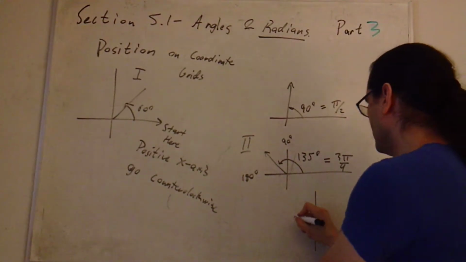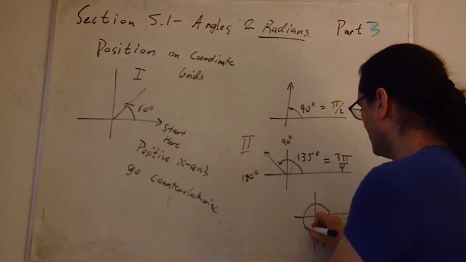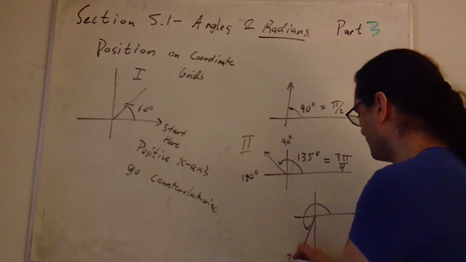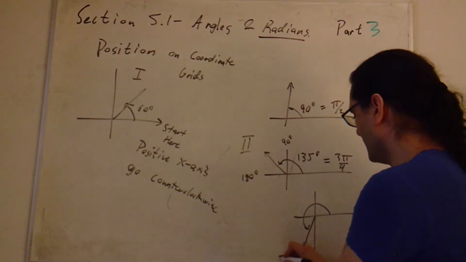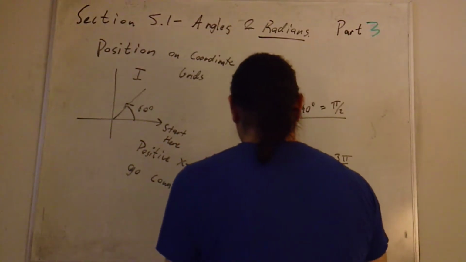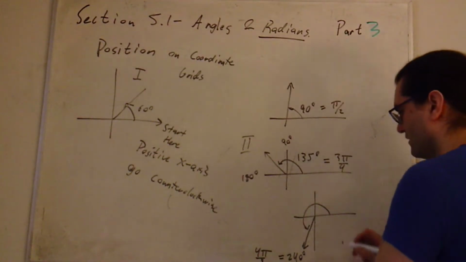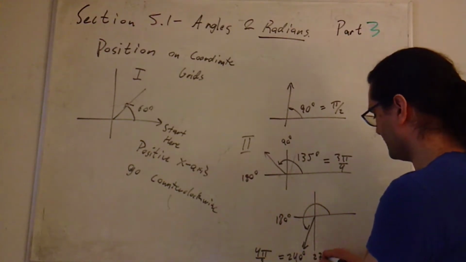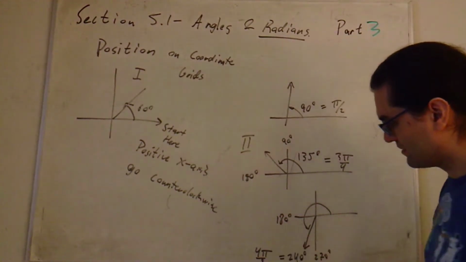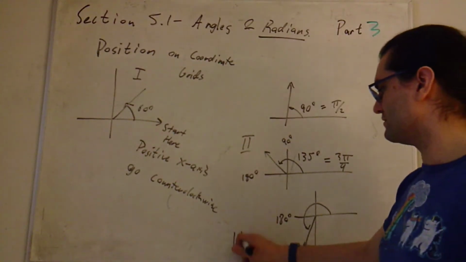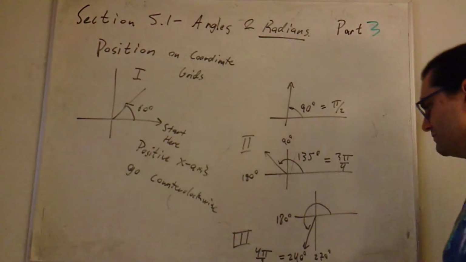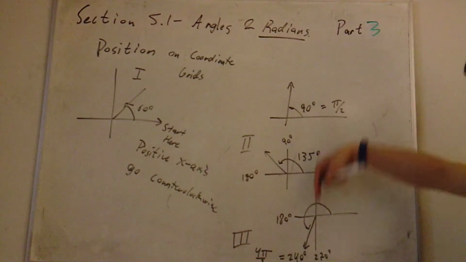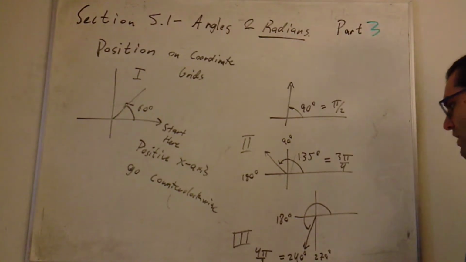This is 240 degrees down here, we'll say. That's 4 pi over 3. Anything between 180 degrees and 270 degrees will be in the third quadrant. 180 is straight back, that's the negative x-axis. 270 is straight down, that's the negative y-axis.